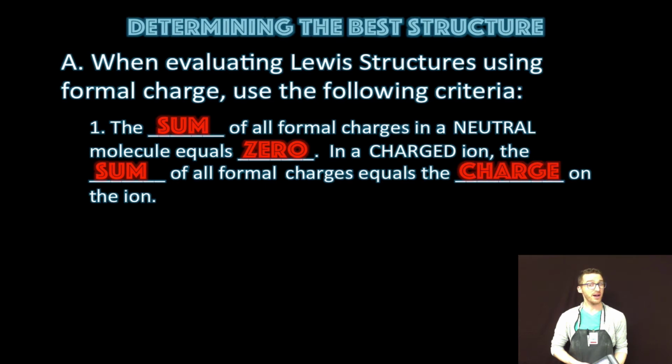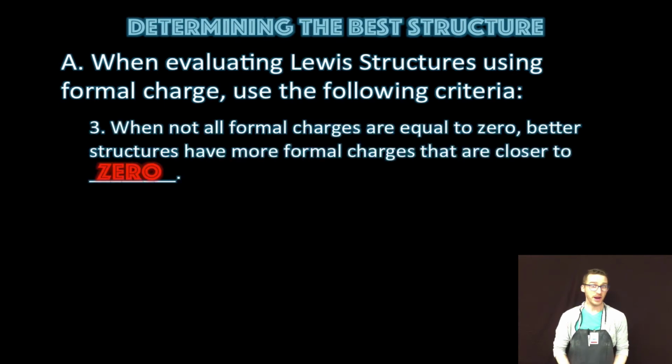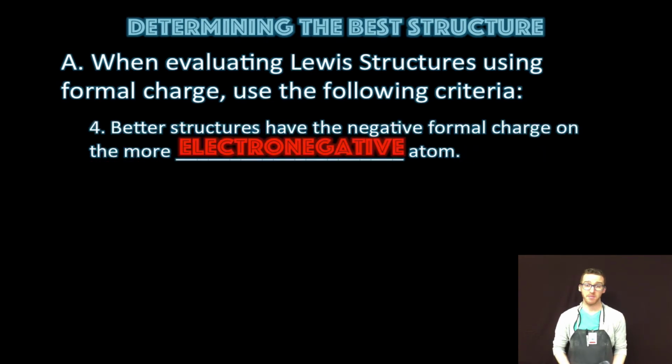In a charged ion, the sum of all the formal charges must equal the charge on the ion itself. Second thing to look for, better structures have more atoms in the molecule with a formal charge of 0. Third, when not all formal charges are equal to 0, better structures have more formal charges that are closer to 0. So if you can't get them all to 0, the better one is going to have more of them at 0. And finally, better structures have the negative formal charge on the more electronegative atom.